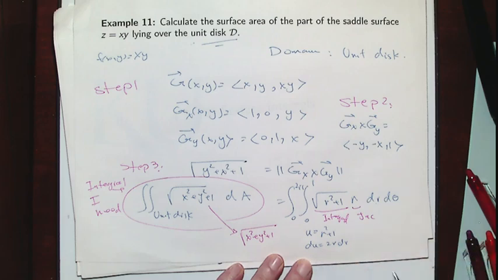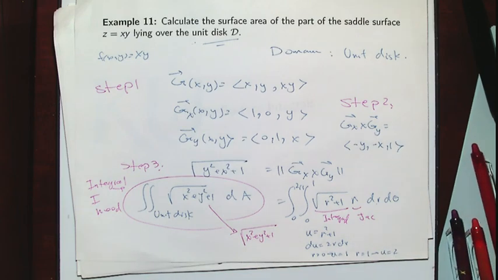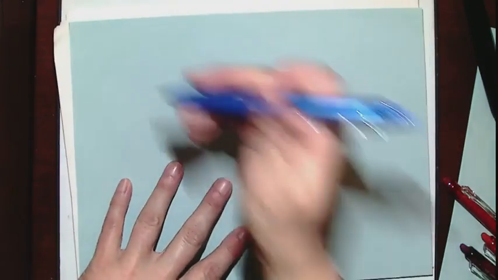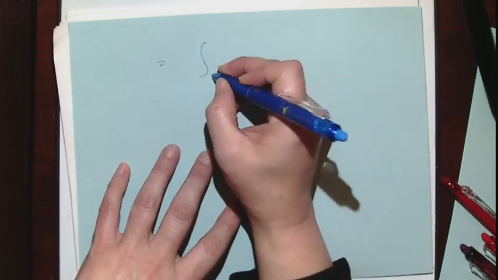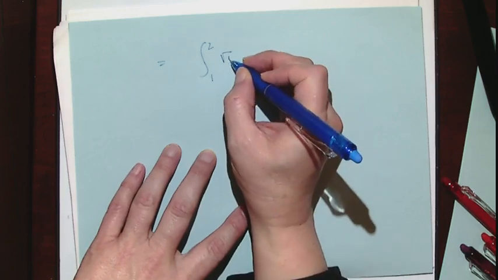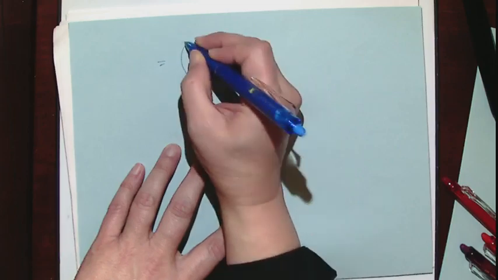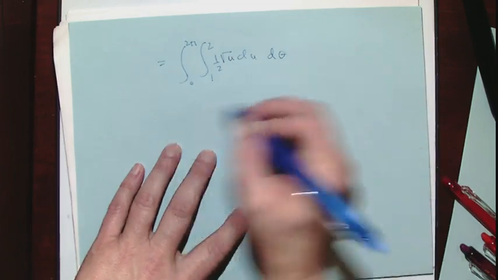So this becomes, wait, one more thing though. If r is equal to 0, u is equal to 1, r equal to 1, u is equal to 2. So let me put this out here. So that converts this to integral from 1 to 2 of square root of u, 1/2 of a square root of u du. Agreed? 0 to 2 pi d theta.